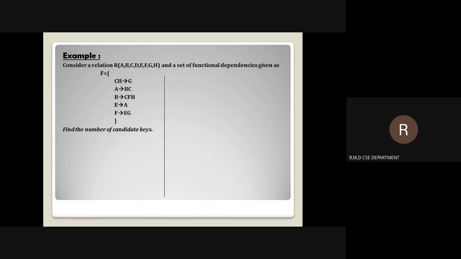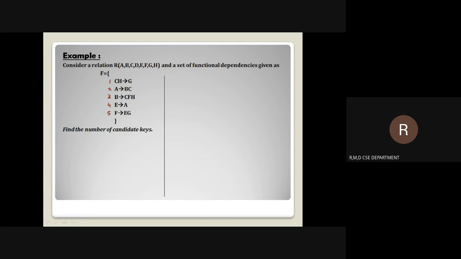Here, they have given a relation with 8 attributes A, B, C, D, E, F, G, H and 5 functional dependencies. They ask us to find the number of candidate keys. So, here 8 attributes are there. A candidate key can be determined only by finding the attribute closure. But for which attribute do I need to find the closure? We don't have a hint.